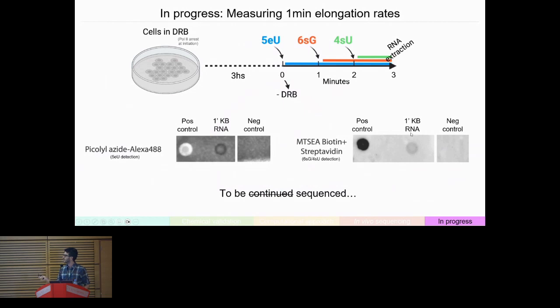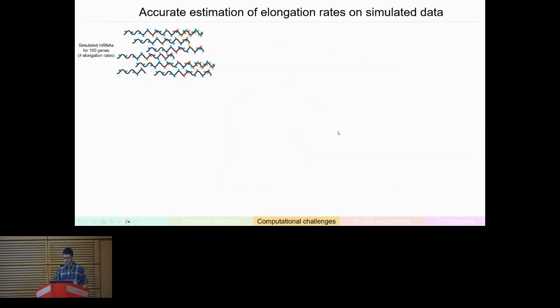So the challenge here is that we don't really know if we can analyze data where we are inducing 2 nucleotide substitutions in the reads, right? Especially for mismatches and multiple alignments and things like that. So what I did was to simulate mRNAs for 100 genes with different elongation rates, because elongation rates is at the end of the day what we want to calculate.